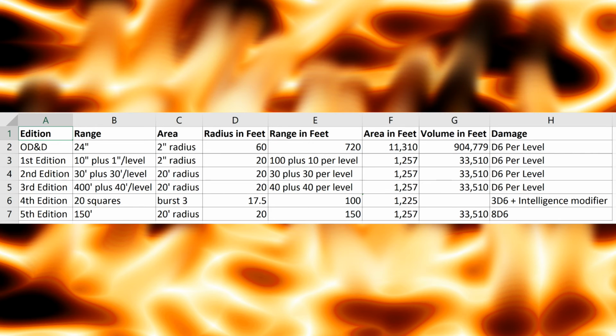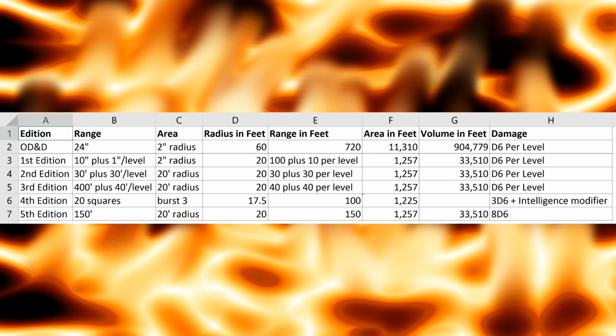The damage is somewhat consistent. OD&D was a d6 per level. For original Dungeons & Dragons, 1st, 2nd, 3rd, the same. For 4th, it was totally wimpified. It was only a 3d6 plus the intelligence modifier. And then 5th edition, it was an 8d6. So it went up a little bit, or became a constant in 5th, sort of. I should put an asterisk there. You can increase the power of it by taking more slots at a higher level. But that gets more complicated than I wanted to get into for this little quick discussion.